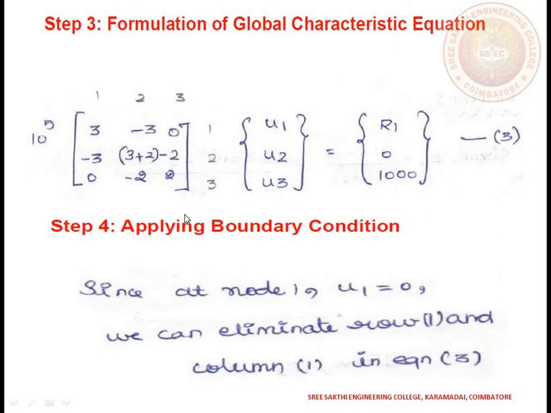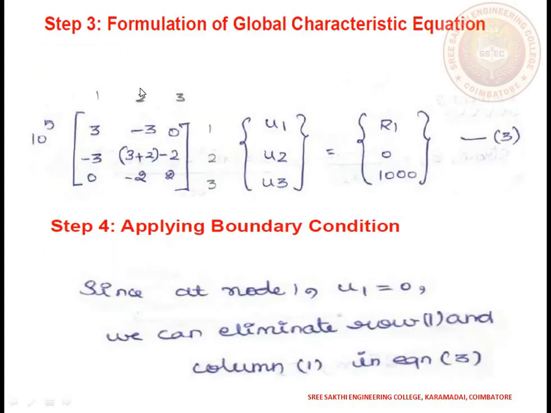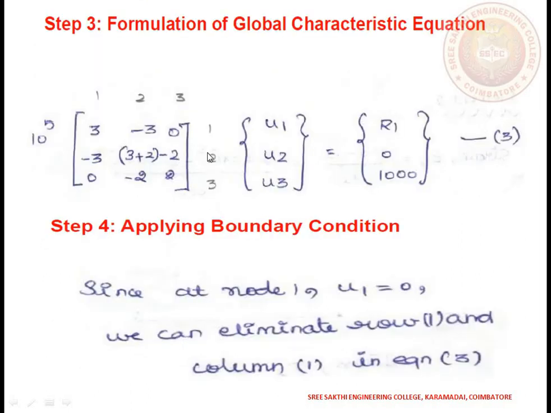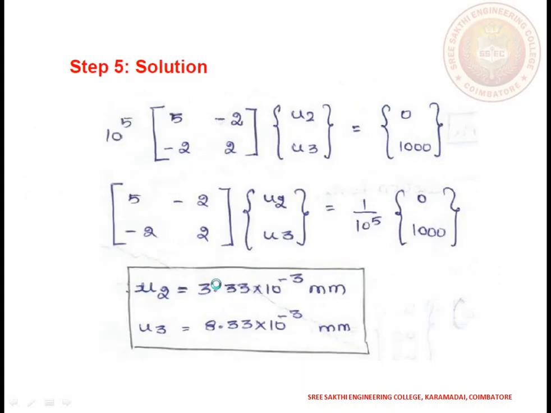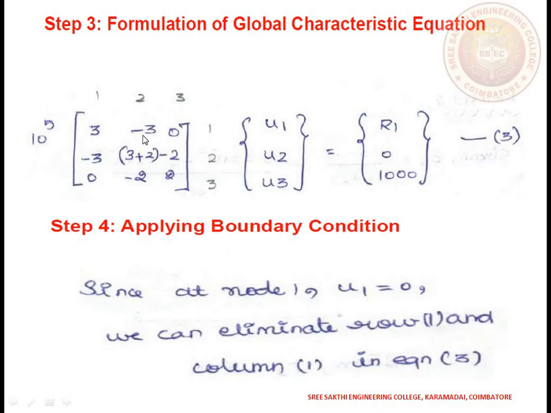Okay, the next in this matrix, 2 and 2 is 2, so that is 3 plus 2. Then remaining, 3 and 2 is minus 2. Similarly, 1 and 3 is 0. What about there? 2 and 3 is minus 2, 3 and 3 is 2, so you can assemble like this.